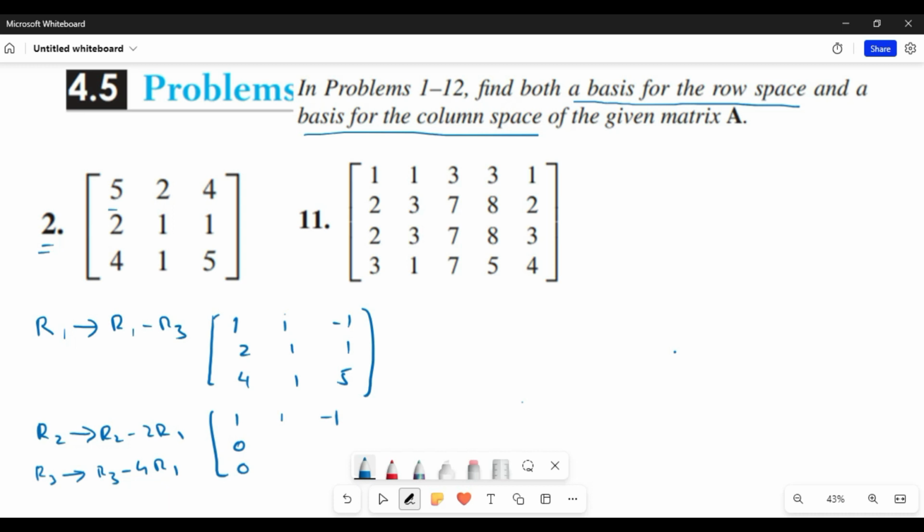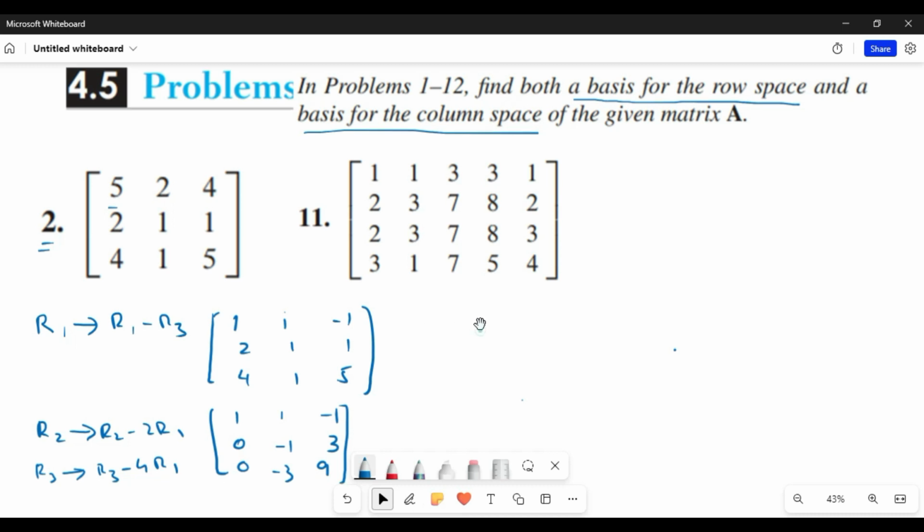Now use here R2: 1 minus 2 times 1, isn't it? It will be -1. Then 1 minus of minus 2, so plus 2, it will be 3. And in the third row, it will be -3 here, and 5 minus of minus 4 is plus 4, which is 9. So we will get this matrix. It's still not reduced, isn't it?